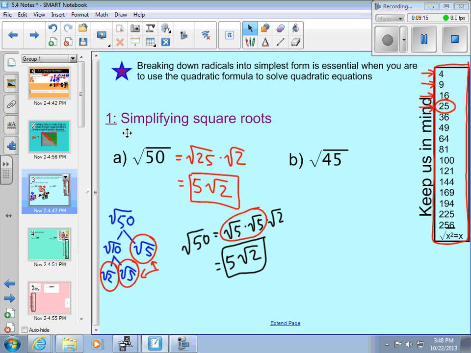All right, let's try another one. 45. Now we're trying to think, what are some perfect squares that go into 45?